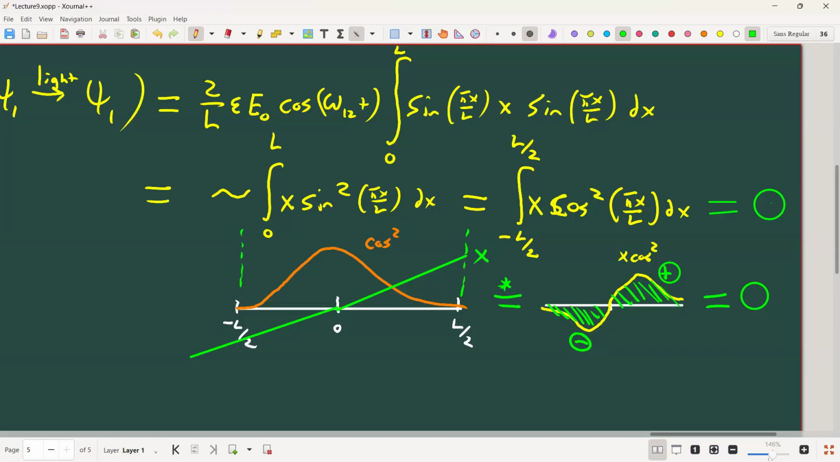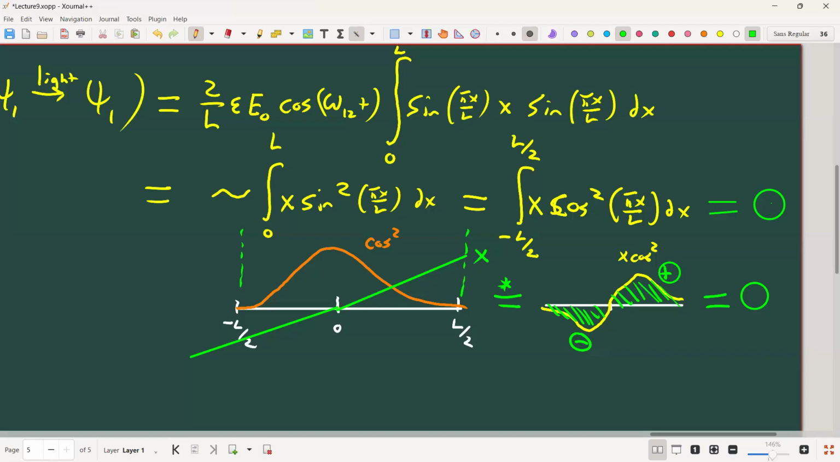Right, and it's not really worth doing the other calculations. If we think about psi 2 to psi 1, I'm just flipping the order of the signs. It's exactly the same calculation. Psi 2 to psi 2 is exactly the same as this. Odd times even, 0.